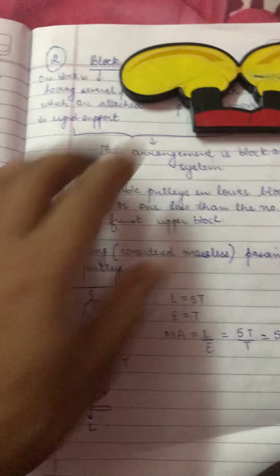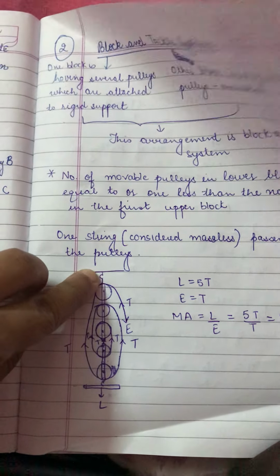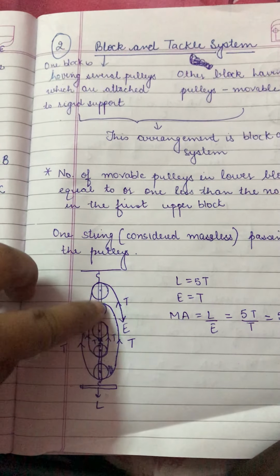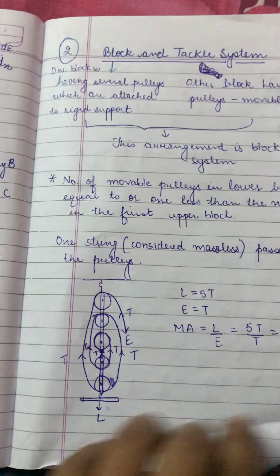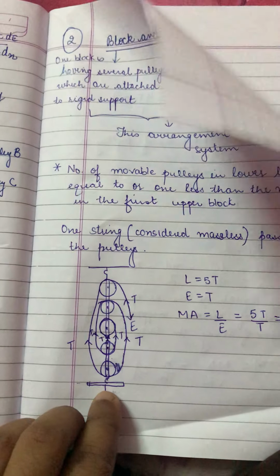See, there are 3 pulleys. This is a fixed rigid support. These pulleys are attached with each other. 3 pulleys are there, and there are 2 movable pulleys attached with the load.